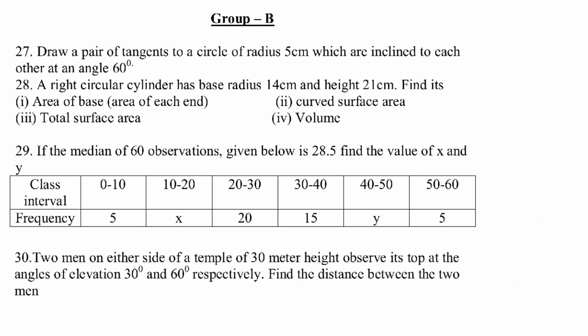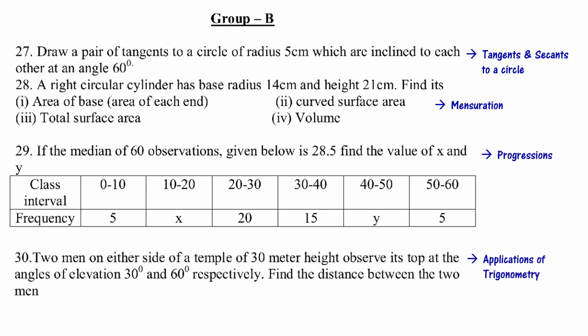Now group B of section 3. The first one is from tangents and secants to a circle. The next one is from mensuration. The third one is from progressions. And the fourth one is from applications of trigonometry, right? Out of these 4 questions, you have to answer only 2, such that you will again get 16 marks out of group B. With this, we are done with part A of the question paper.